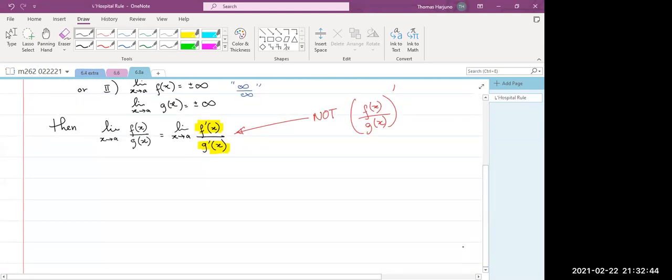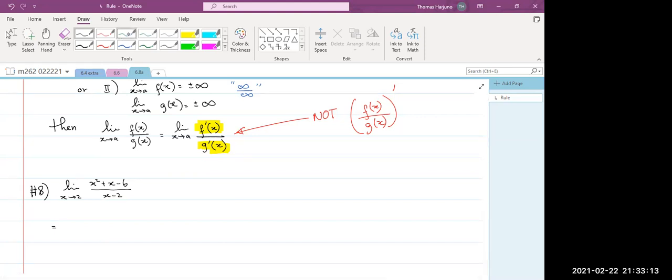Let's see the problem. Number 8 first, which we can do using the calculus 1 method. Number 8, limit x approaching 2 of x squared plus x minus 6 over x minus 2. Now, notice that if you plug 2 into the numerator, you will get 0. If you plug 2 into the denominator, you will also get 0. So this is the 0/0 case.